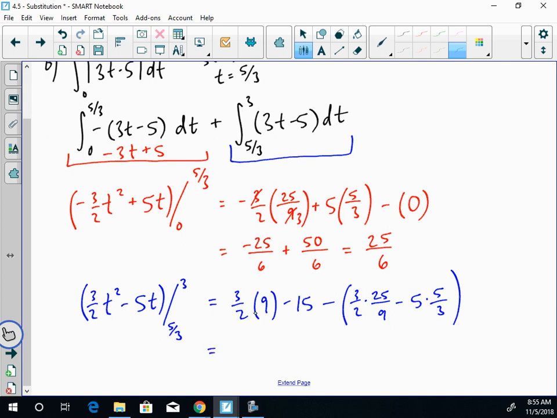Okay, so up front we got 27/2. Let me know if I do something wrong. Minus 15 and then minus, I'm going to keep the parentheses for the moment. Here, same idea as what we just did. We get 25/6. This is just in the parentheses, so there's still the minus out front. And then minus 25/3, which would be 50/6. So in the parentheses, I have a negative 25/6. So that'll make that a plus.